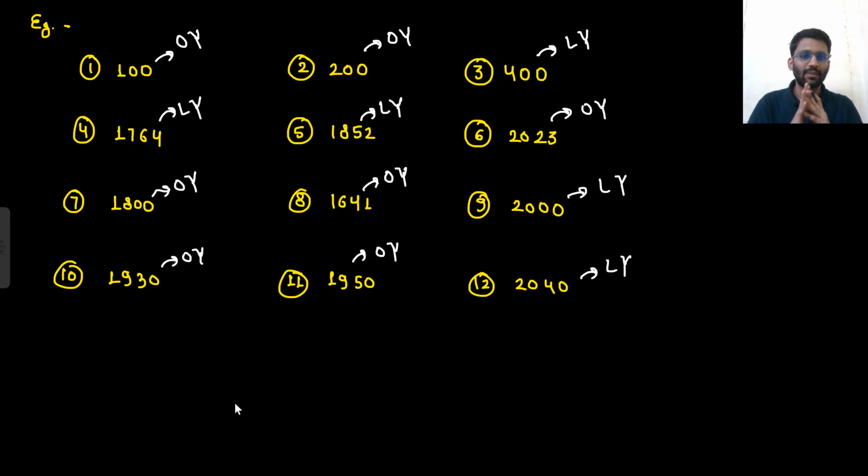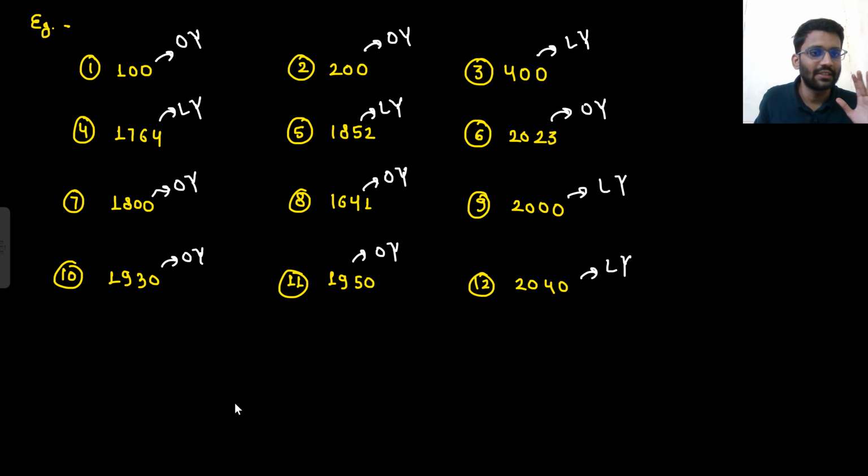So very simple concept, very straightforward concept. You see a particular year, whether it is a century year or not. If it is a century year, divide that by 400. If it is divisible, that will be a leap year. If it is not a century year, divide the last two digits by 4. If it is divisible, that means that is a leap year, otherwise it is not.